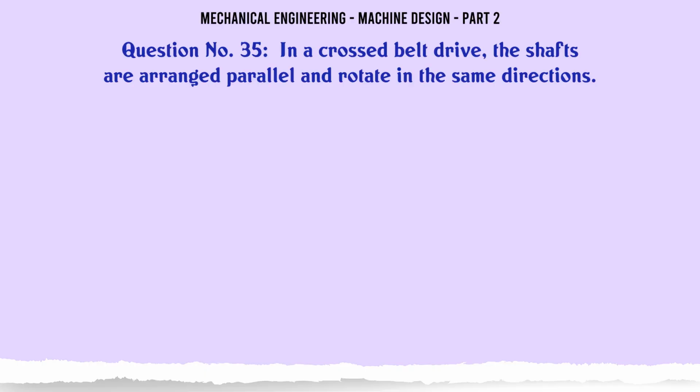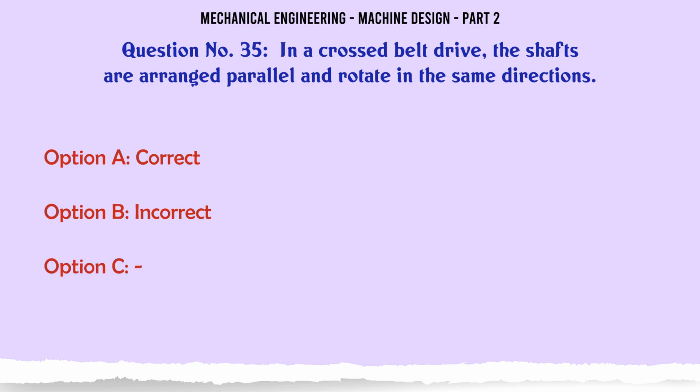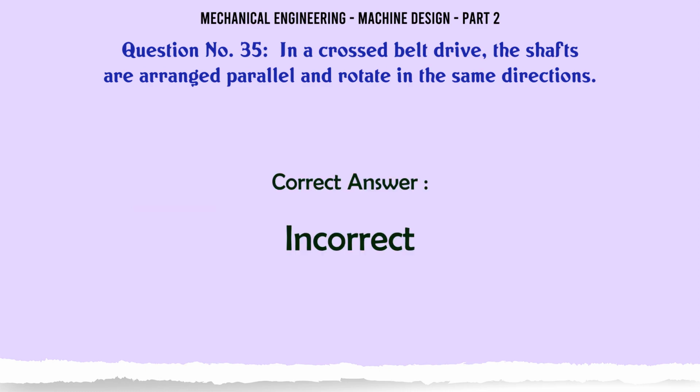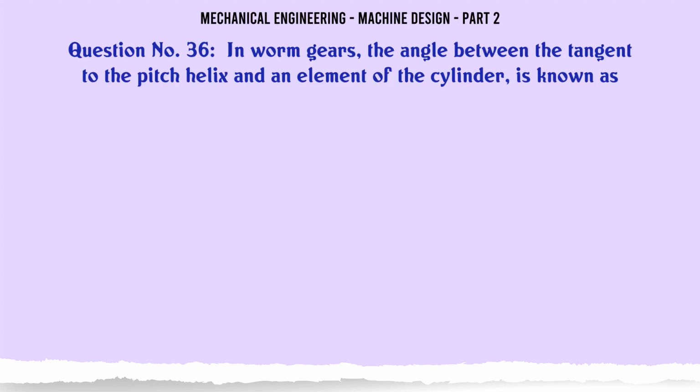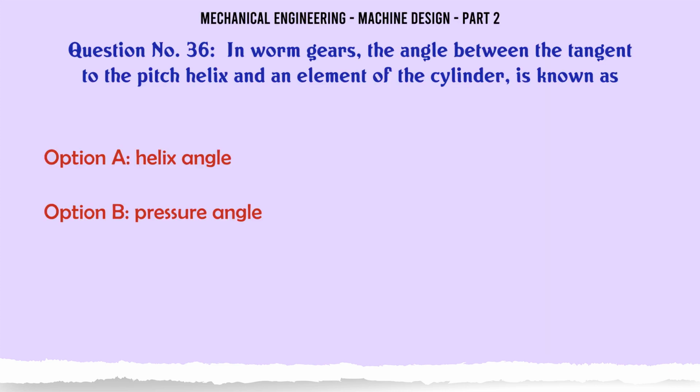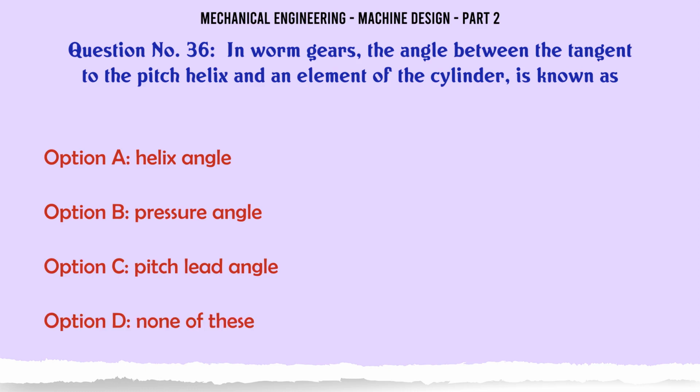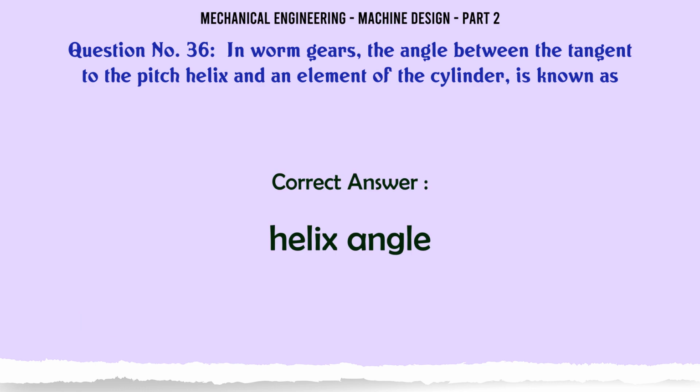In a crossed belt drive, the shafts are arranged parallel and rotate in the same directions. A. Correct. B. Incorrect. The correct answer is incorrect. In worm gears, the angle between the tangent to the pitch helix and an element of the cylinder is known as A. Helix angle. B. Pressure angle. C. Pitch lead angle. D. None of these. The correct answer is helix angle.